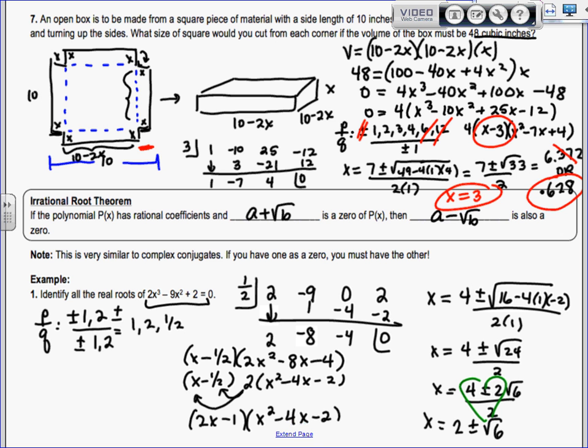Okay, I have 3 solutions. I have 2 plus root 6, I have 2 minus root 6, and I have the 1/2. See why the 2 plus root 6 and the 2 minus root 6 have to go together? It comes from the quadratic formula.